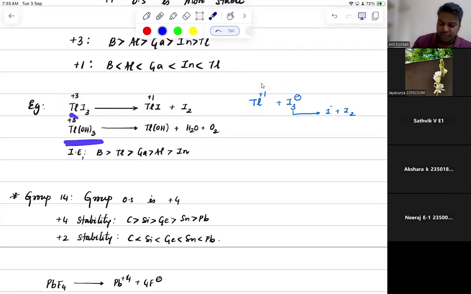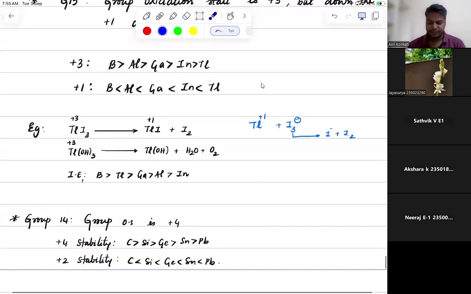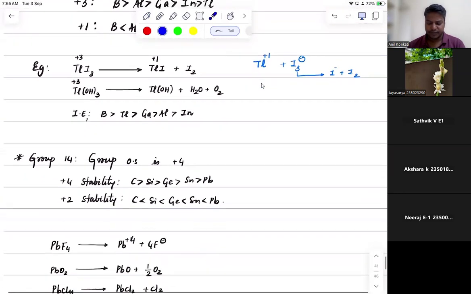Tl(OH)3, here you will take it as +3, but you will show that it is highly unstable. So that will become TlOH, H2 and O2. Ionization energy, boron greater than thallium, gallium, aluminum and indium. Okay, next.